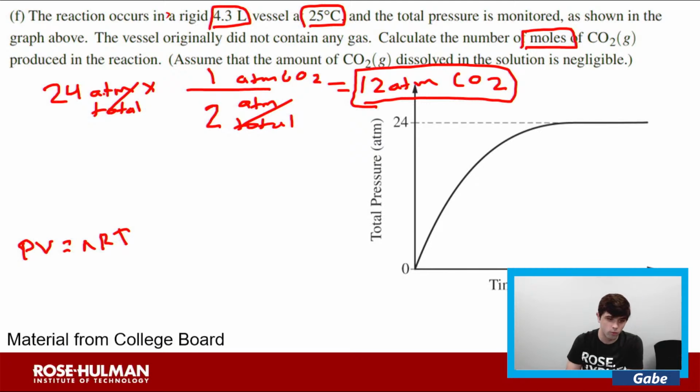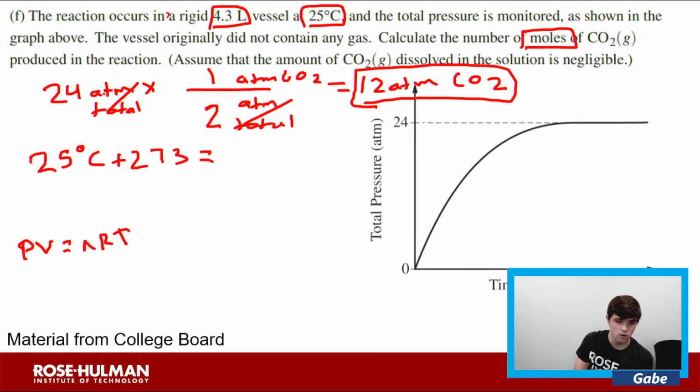So we have P representing pressure, V is volume, equals n, which is number of moles, so that's what we'll be solving for, RT. So R in this case is the ideal gas constant that we'll be using, and that will also be given on your equation sheet. And T we know is temperature. It is important to note that in this problem, when we have temperature given in Celsius, we need to convert to Kelvin. So the conversion for Celsius to Kelvin is 25 degrees Celsius plus 273 equals our temperature in Kelvin. So we always just add 273 to convert to Kelvin.